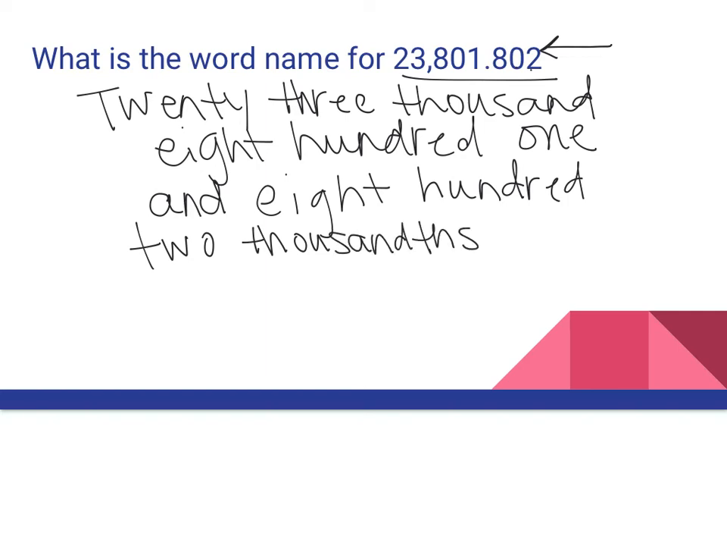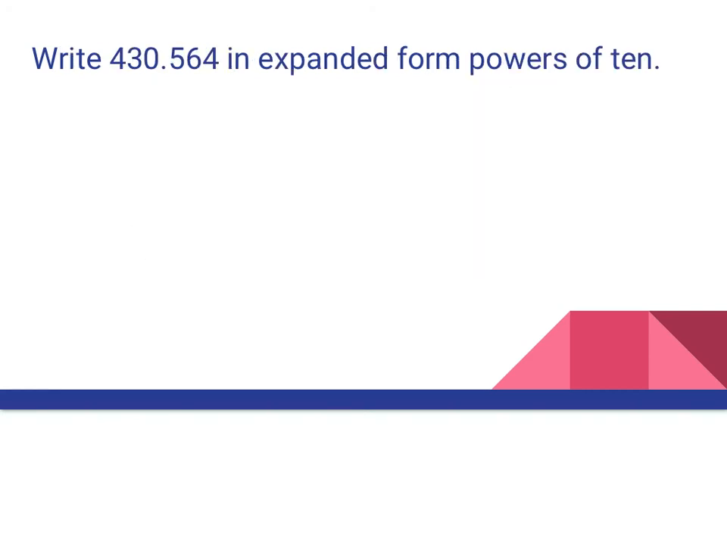The last review question for this quick quiz says write 430 and 564 thousandths in expanded form powers of 10. Remember, expanded form powers of 10 is taking each digit in the number and multiplying it by the place it is sitting in, and then you write all of that as an addition problem. So the very first digit that we have is 4. So I'll start off in parentheses by writing 4 times the place it's sitting in. It's sitting in the hundreds place.